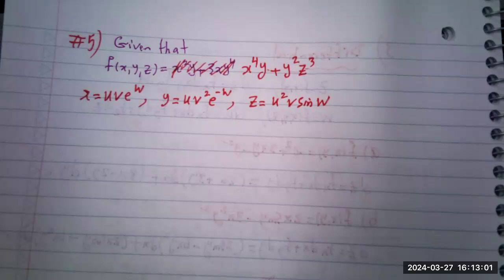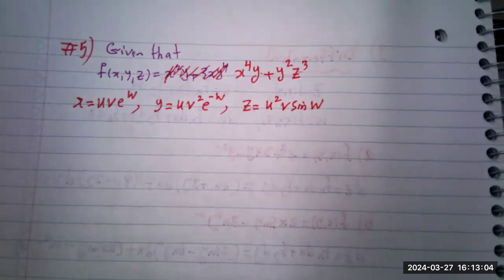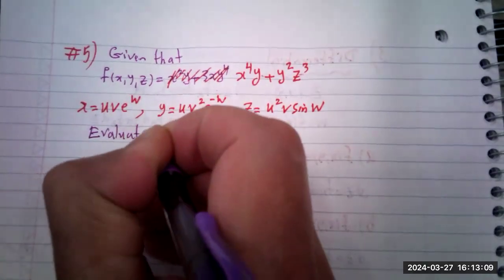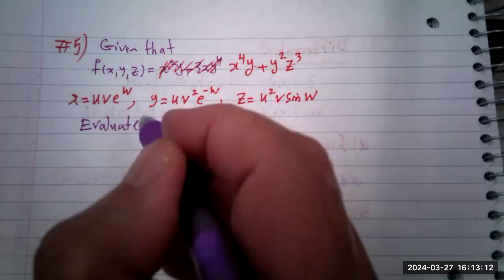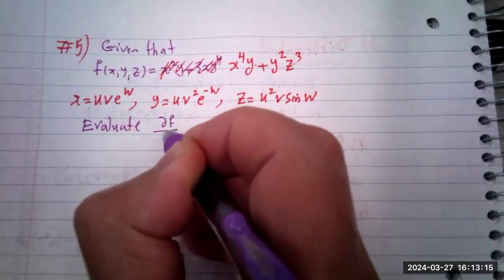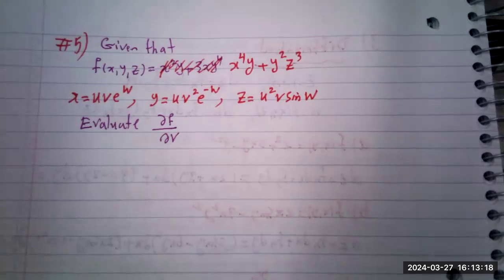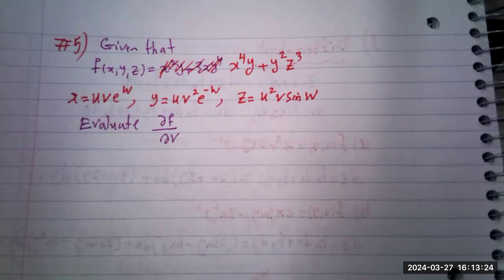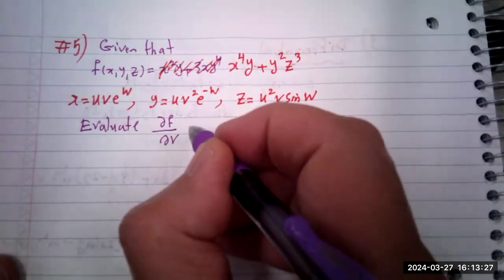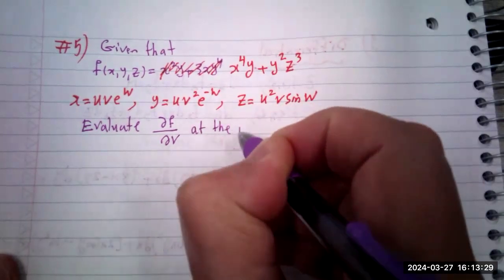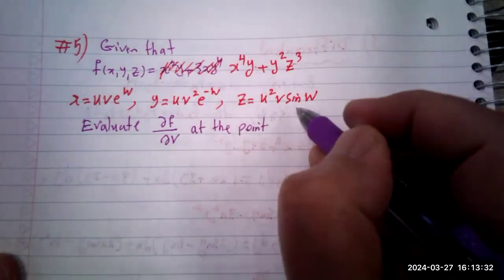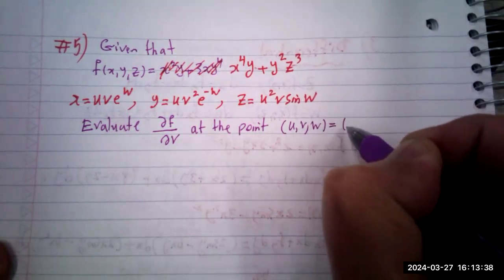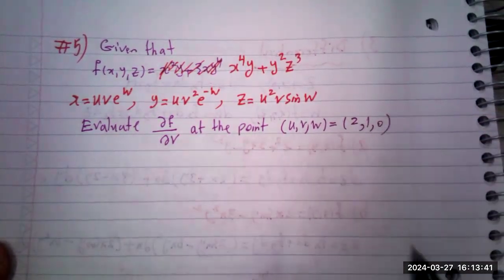So what you want to do is find one of these derivatives. We are interested in this, evaluate. There are three possibilities. It's given to us, round f, round v. They can ask you for round f, round u, v, or w. So you are required to do one of them. Evaluate this one at the point u, v, w equal to 2, 1, 0. That's the question.